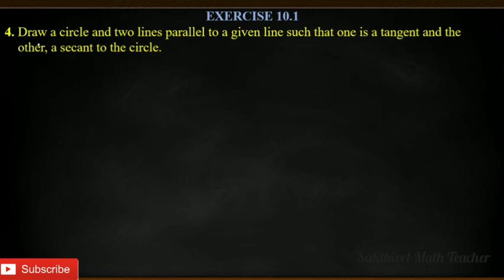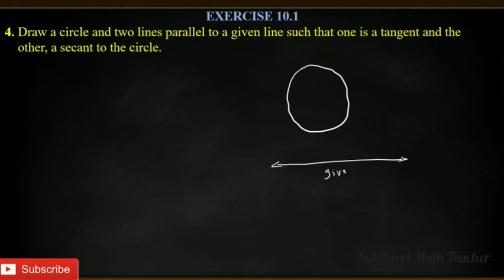So the fourth one. Draw a circle. Let's draw the circle first. Okay, we did the circle, and two lines parallel to the given line such that one is a tangent and the other. Listen carefully. Two lines parallel to the given line. So the given line I'm taking here. This is my given line. You just write it here, no problem.